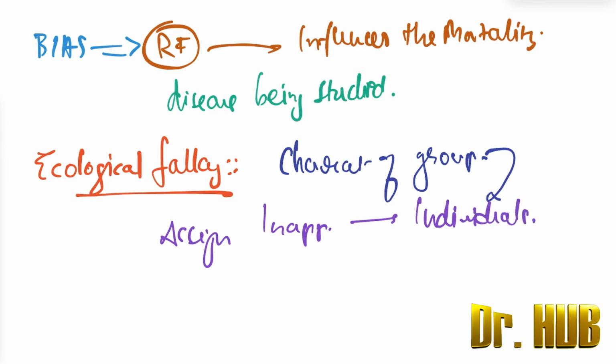So this was all about bias in epidemiological studies. We saw various biases, to name a few: interviewer bias, surveillance bias, Berksonian bias, Hawthorne bias, attrition bias, Neyman's bias.